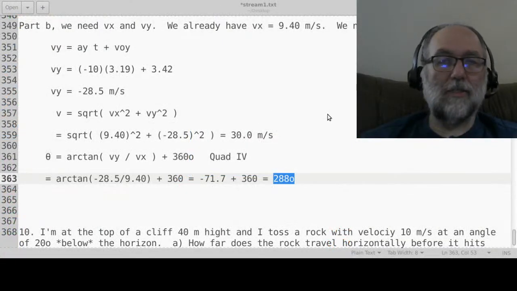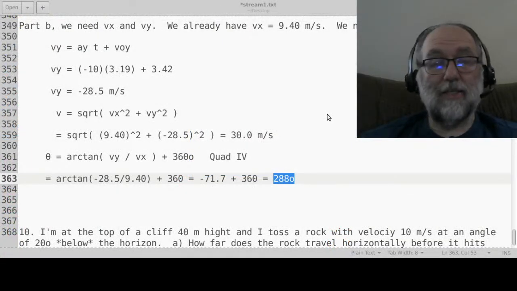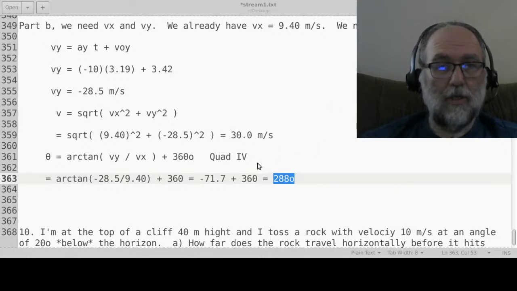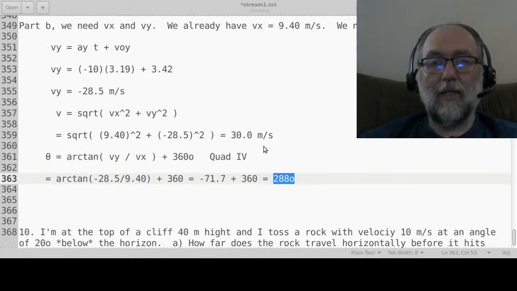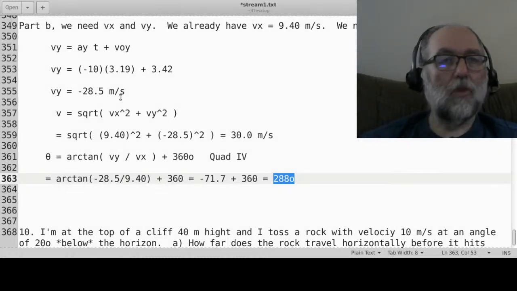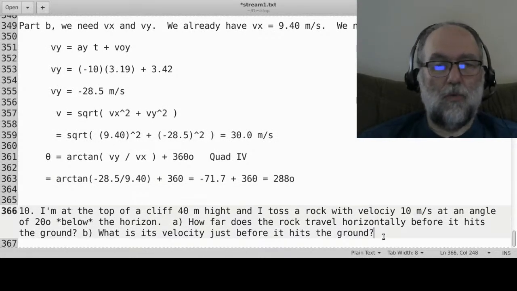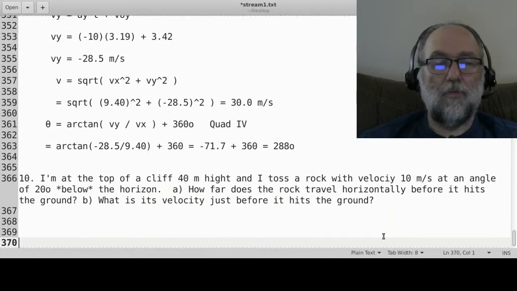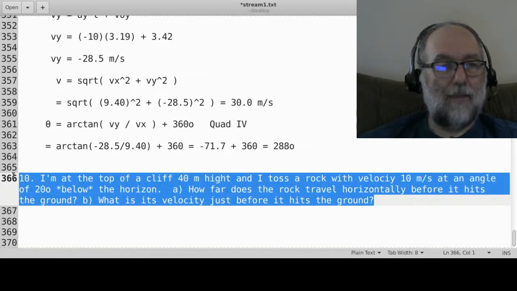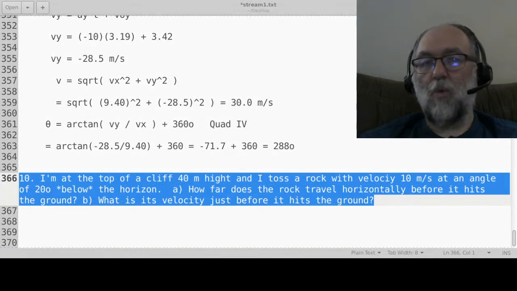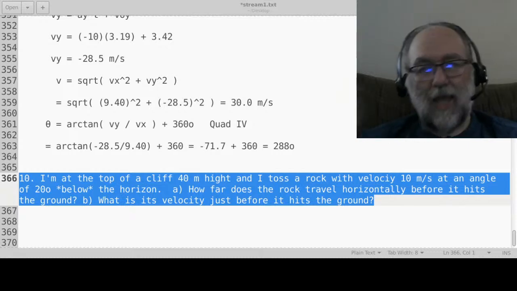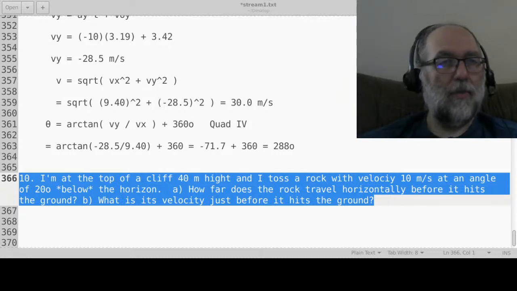All right, did we answer the question? What's the final velocity just before it hits the ground in polar? Yes, 30 meters per second at an angle of 288 degrees to the plus x-axis. All right, great. One more question to go, but this question is actually going to be pretty quick. The reason it's going to be pretty quick is that it's exactly the same problem, but I just wanted to show you this tiny little variation on it.